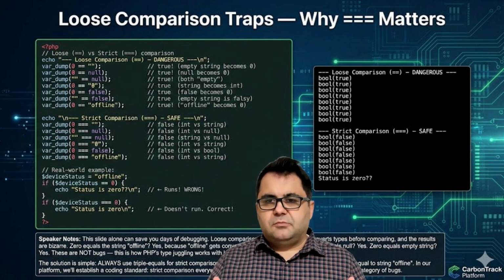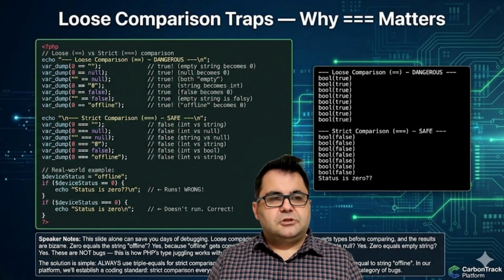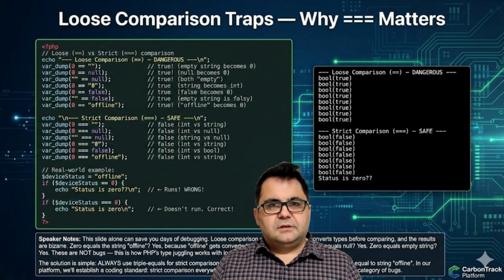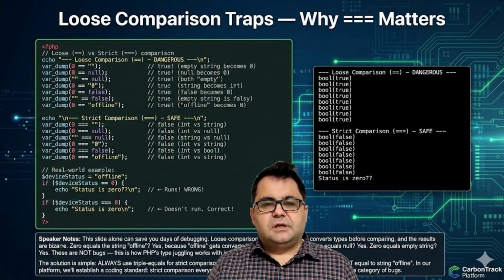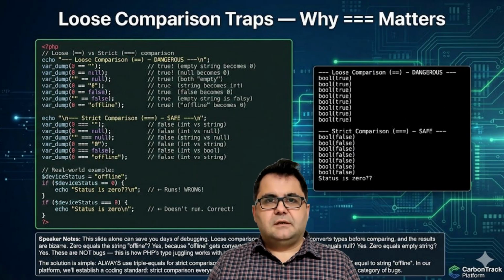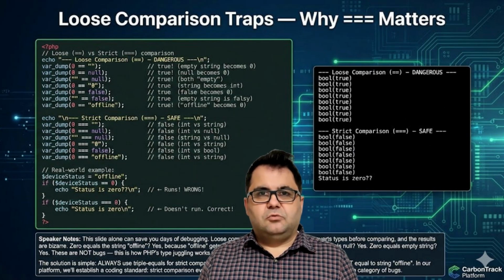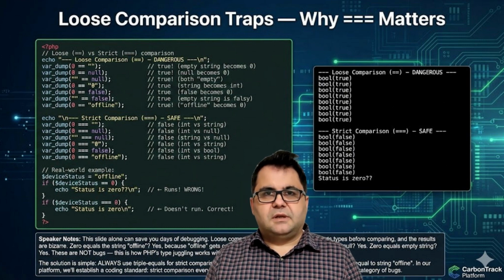The solution is simple. Always use triple equals for strict comparison. It checks both type and value, so integer 0 is not equal to string "offline". In our platform, we'll establish a coding standard. Strict comparison everywhere, no exceptions. This single rule prevents an entire category of bugs.